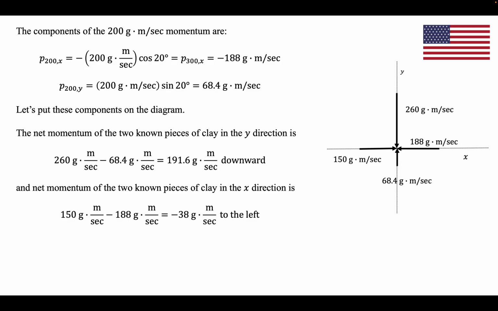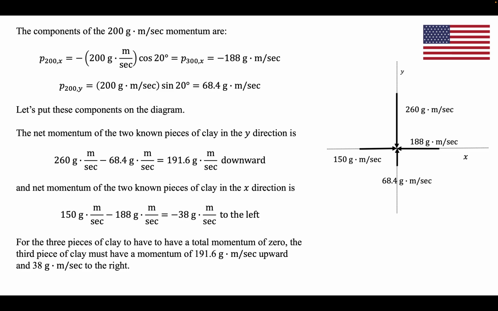So now we know what the third piece has to be. The total momentum has to be zero. It must have a momentum of 191.6 gram meters per second up to have no momentum in the y direction, and 38 gram meters per second to the right, positive x, for there to be a total momentum of zero in the x direction. Like that. This is the momentum of the third piece, and that makes the total momentum zero.